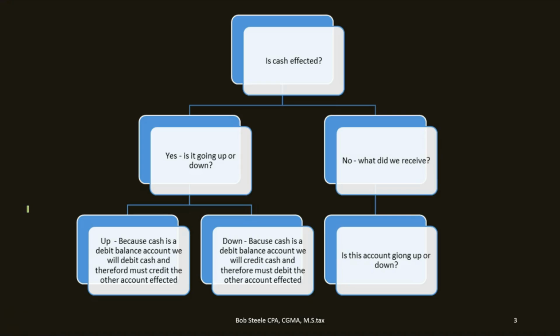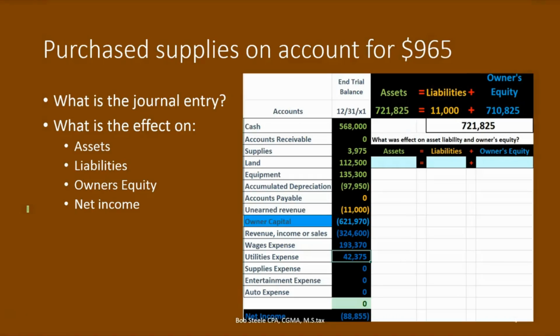If it is not, then oftentimes I would think about what we're going to receive, because what we're going to receive is often either an asset or an expense, which we may have more experience with, so we'll take a look at this in that way. So we purchase supplies on account for $965. Is cash affected? In this case, it is not, because we purchased it on account.